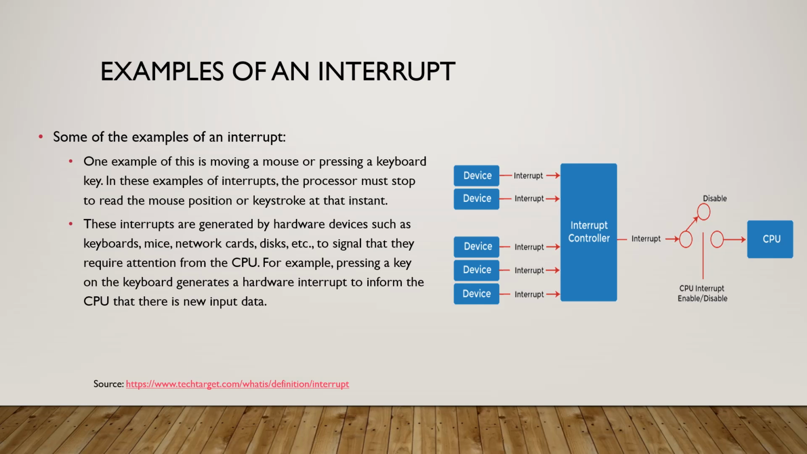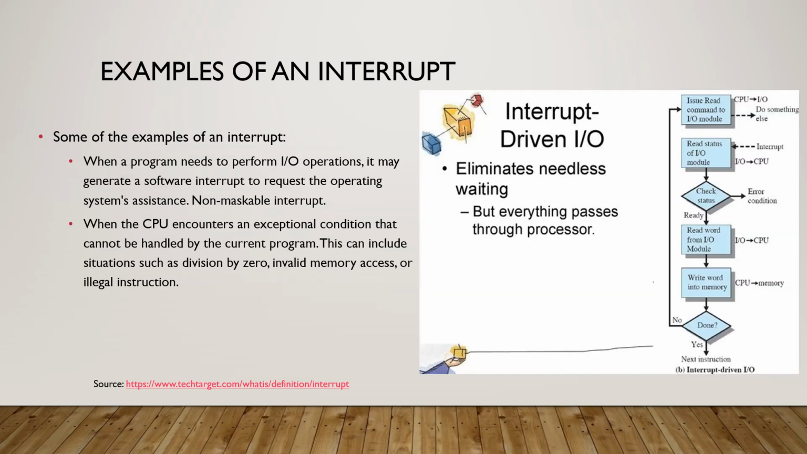Second, these interrupts are generated by hardware devices such as keyboards, mice, network cards, disks to signal that they require attention from the central processing unit. For example, pressing a key on the keyboard generates a hardware interrupt to inform the CPU that there is new input data. Other examples. When a program needs to perform input and output operations, it may generate a software interrupt to request the operating system's assistance. That is non-maskable interrupt.